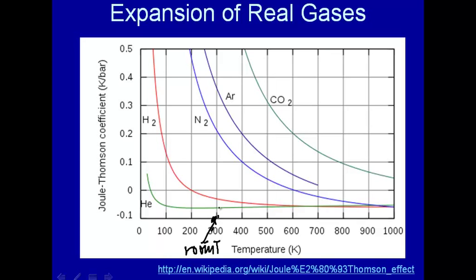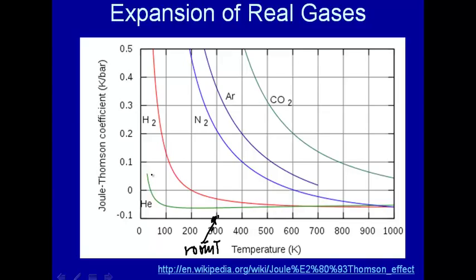Let's look at argon. Oh yeah, here's argon. It looks like that's okay. It's all positive way up here. So at room temperature, argon has a positive Joule Thompson coefficient. Also nitrogen, so you can just take air. But for things like hydrogen and helium, which have a negative Joule Thompson coefficient at room temperature, what you have to do is cool those down so that the Joule Thompson coefficient becomes positive before you can actually liquefy them by this compression expansion process.